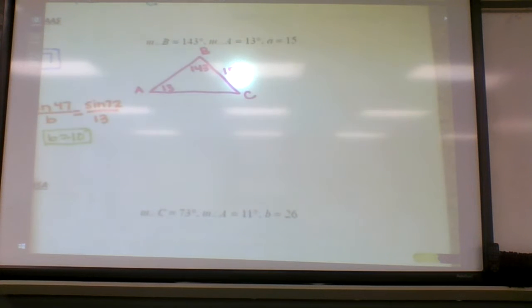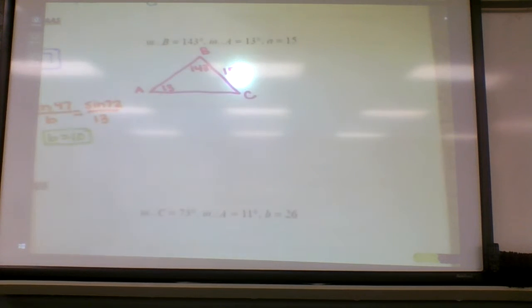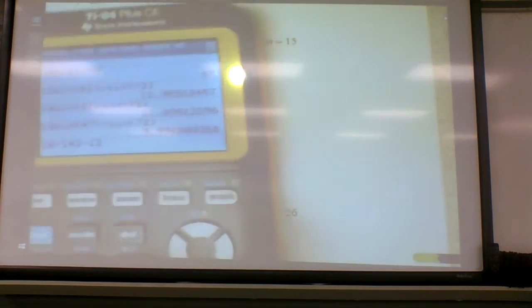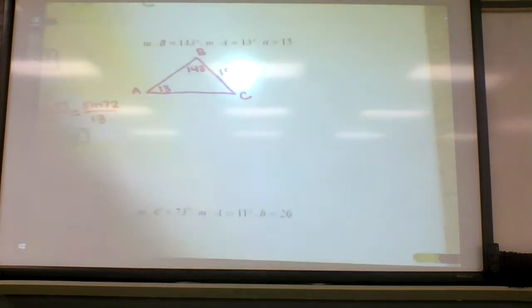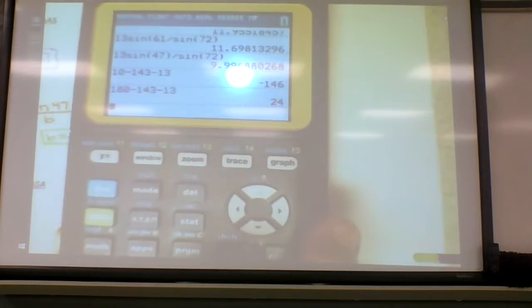So the easiest thing to do first is to find the missing angle, right? When you have two of them, it's easy to find the third. What do you know about the three angles again? They add up to 180, so you should take 180 and subtract the two that you have. That's not 180, I lied. There we go. So I get 24 for that one. So angle C is 24.